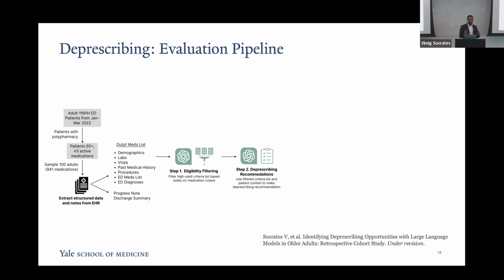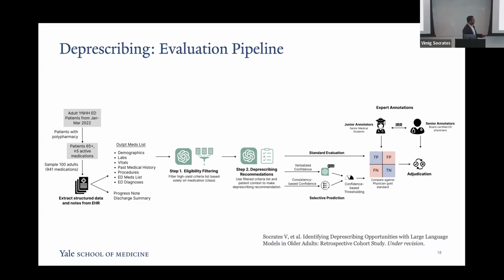And there were a lot of conflicts. It was unable to determine which criteria were relevant to the medication, much less whether or not the recommendation should have been made. And so we split it up into a step of filtering the criteria initially, where we have a huge list of criteria, and just based on the medication, the LLM will determine whether or not the criteria could potentially apply. And then the second step is to actually make the deprescribing recommendation based on that clinical context.